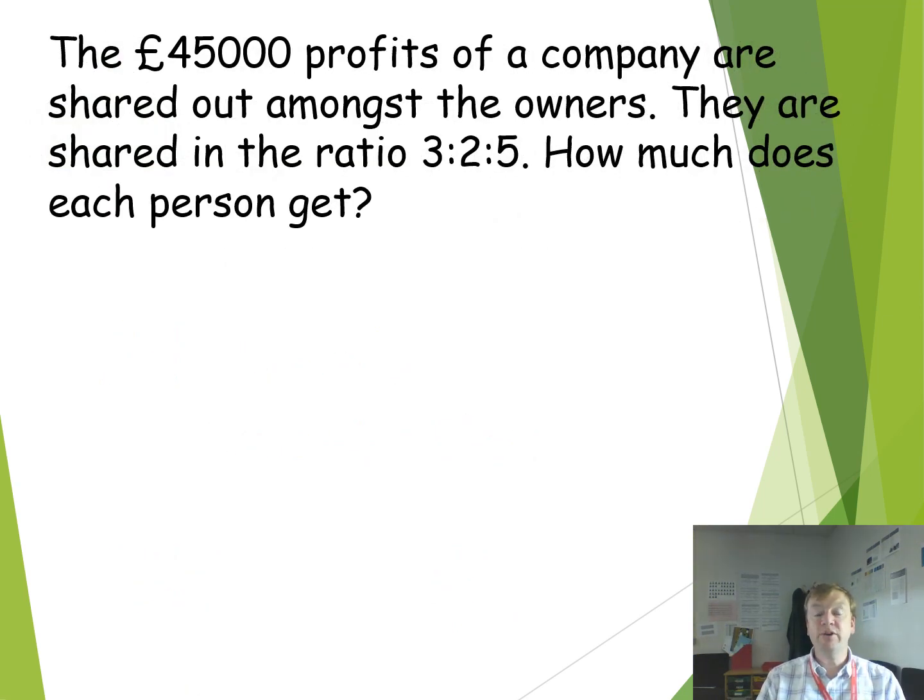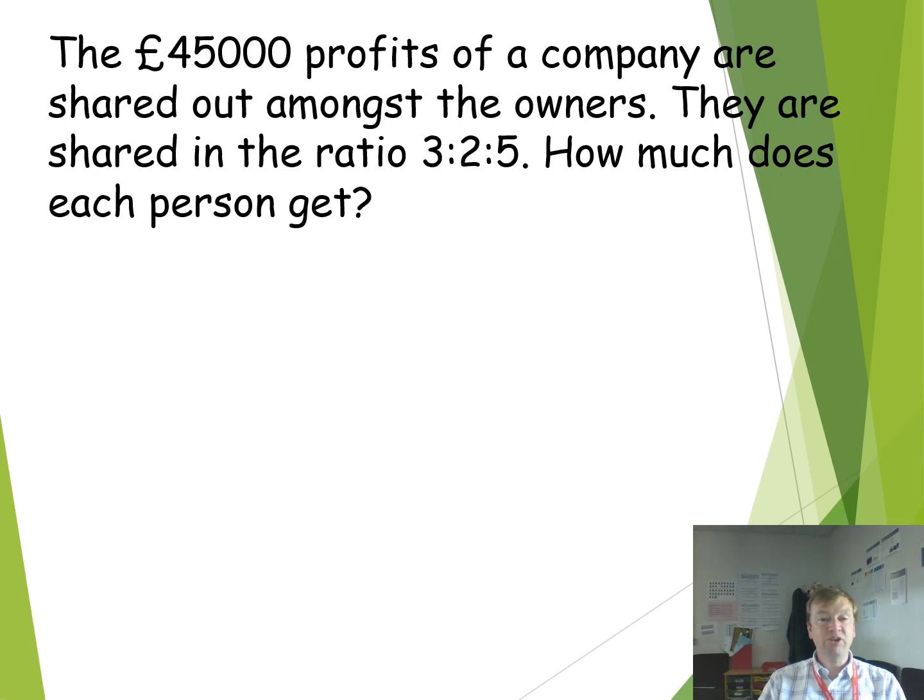Okay, here we have another sharing using ratio problem. A little bit more complicated this time with bigger numbers. Let's see what it says. The £45,000 profits of a company are shared out amongst the owners. They're shared in the ratio 3 to 2 to 5. How much does each person get? Okay, so we've got these 3 people. They're sharing out the profits, but some are getting more than others.